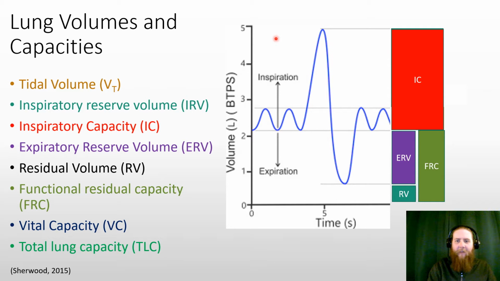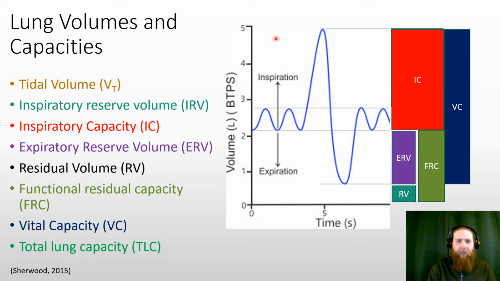Vital capacity, this is this chunk here. This is the maximum amount that can be moved in a single breath. So the most you can get if you exhaled all the way and then inhaled all the way, and exhaled all the way and inhaled all the way. This is your vital capacity.